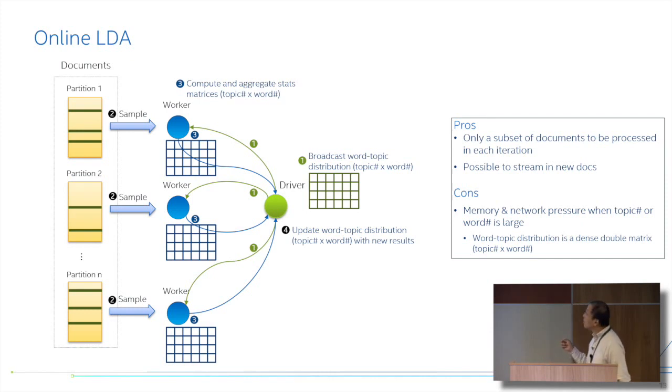The problem with this approach is that there is a pretty large memory or network pressure when the topic number or the word number is very large. Because, as you can see, we need to broadcast a matrix.